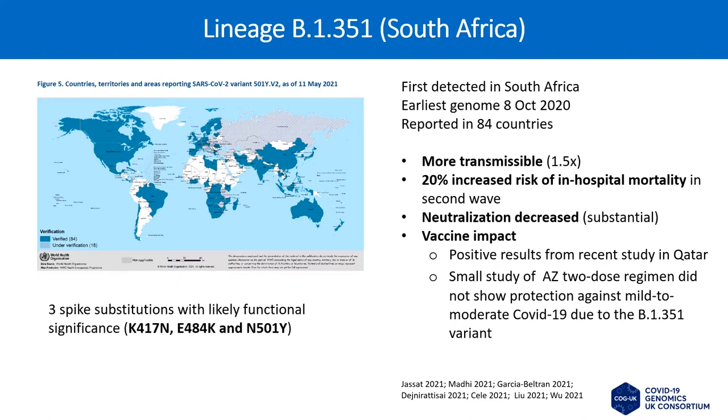It was of concern to see a smaller study of the two-dose regimen AstraZeneca vaccine in South Africa not appearing to show protection against mild to moderate disease. That was an inconclusive study because of its size. And so at the moment, the current evidence suggests that vaccination has efficacy against this particular lineage.